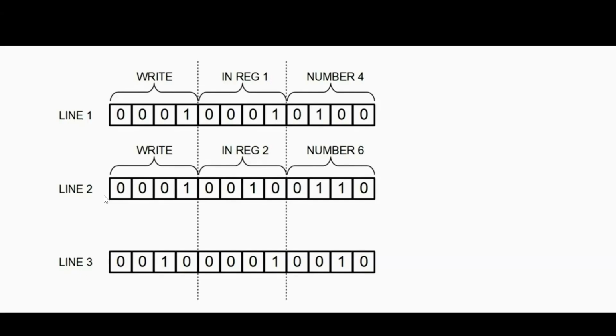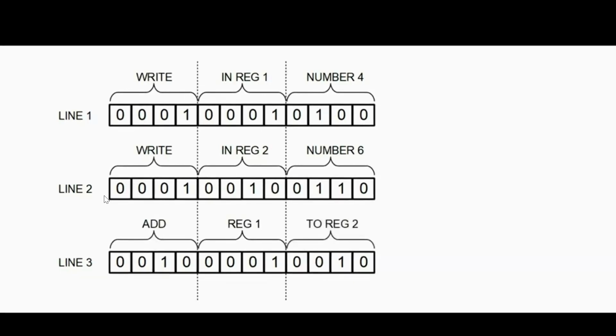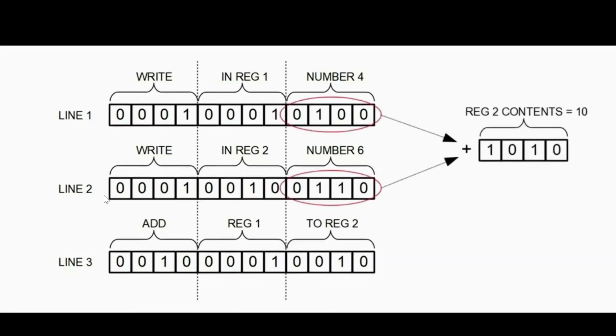The third line of code will start with a different operation. In this case, it will be an add operation, and we will add the number that is in register 1 to the number that is in register 2, and the result will be stored in register 2. So what we get as a result after executing these 3 lines of code? We get the sum of number 4 and number 6 in the second register, and that would be number 10. If we would convert 1010 from binary to decimal, then it would be number 10.